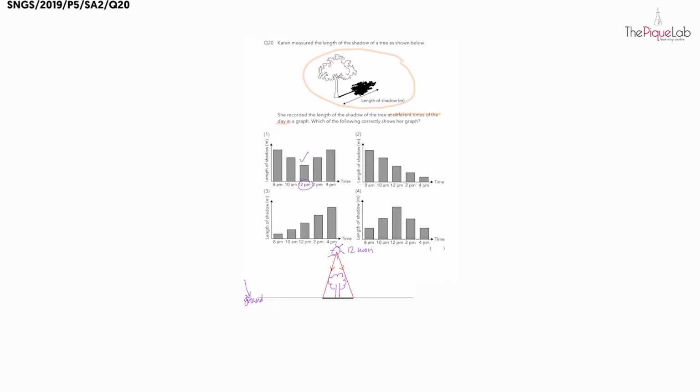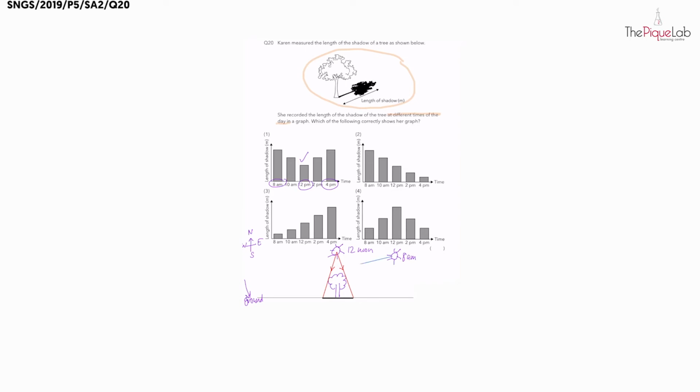But let's just confirm our answer by using the shadow of the tree at 8 a.m. and 4 p.m. I'm going to draw a compass point here indicating the directions. Where is the position of the sun at 8 a.m.? The sun is in the east at 8 a.m. because the sun rises in the east. So I'm going to draw the sun here at 8 a.m. Let me use another line to draw the light rays now.